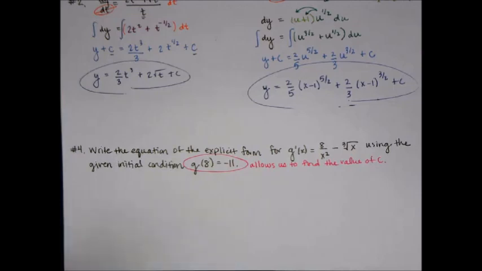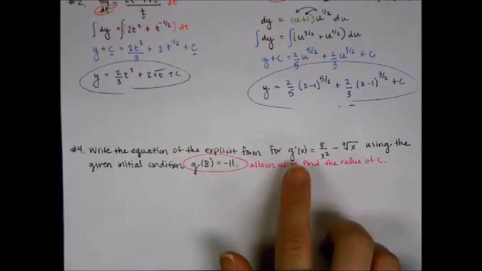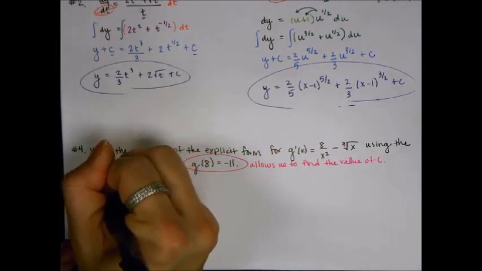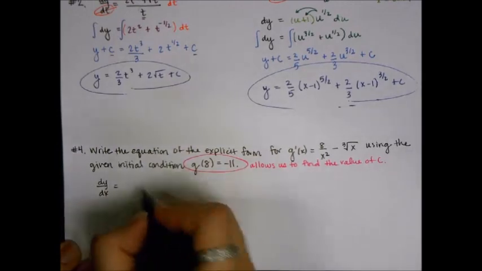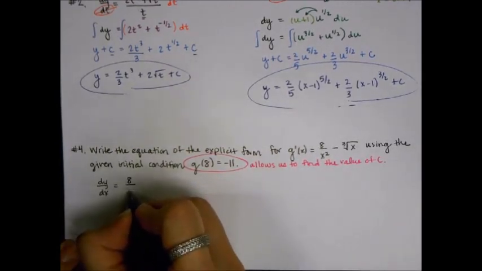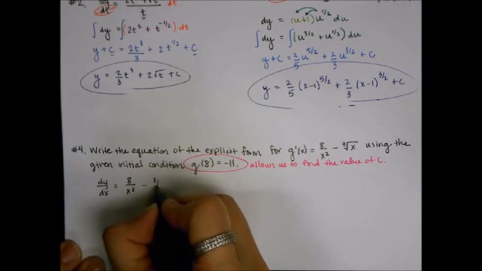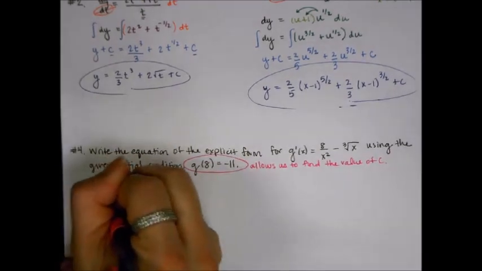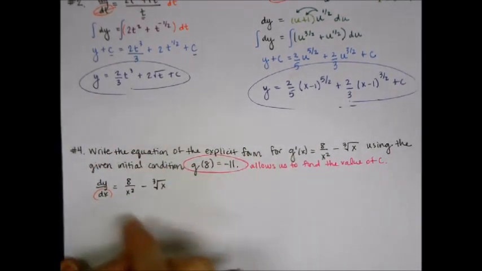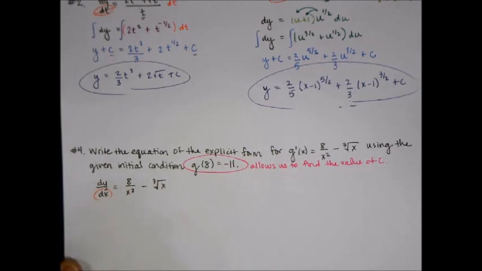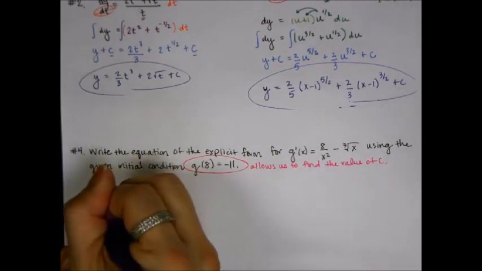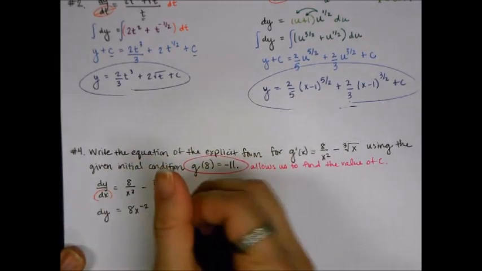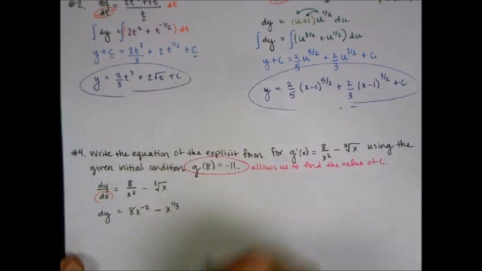So we're going to start here by retitling g prime as dy dx. And then we're going to have to prep our equation here. So if you're okay with doing a couple steps at once, you can start doing that. So besides moving dx over to the right, we'll also want to rewrite our two terms so that they're ready to integrate. So I have now dy is equal to 8x to the power -2 minus x to the power 1/3, and then we've moved dx over here to the right side.